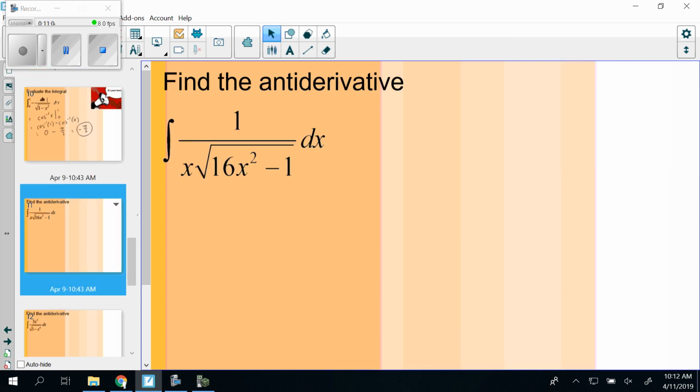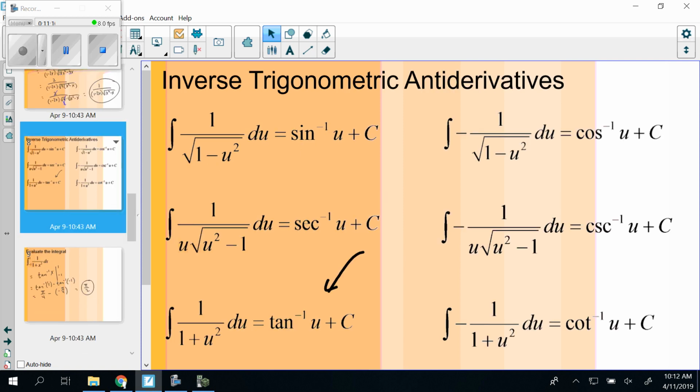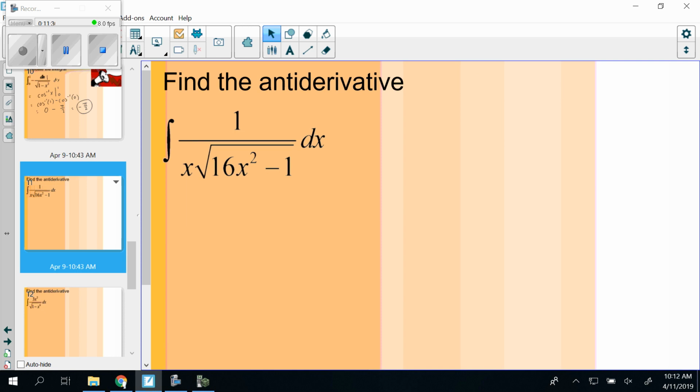Okay, let's try another one here. So this one we want to find the antiderivative of this. Now if you look at all the antiderivatives, they're all squared here. If you notice, every one has a squared term here. So what we have to do on this problem is figure out what exactly is being squared here.